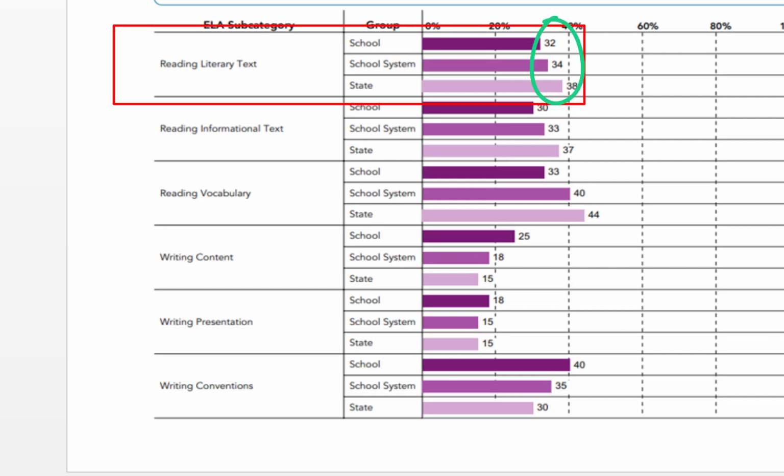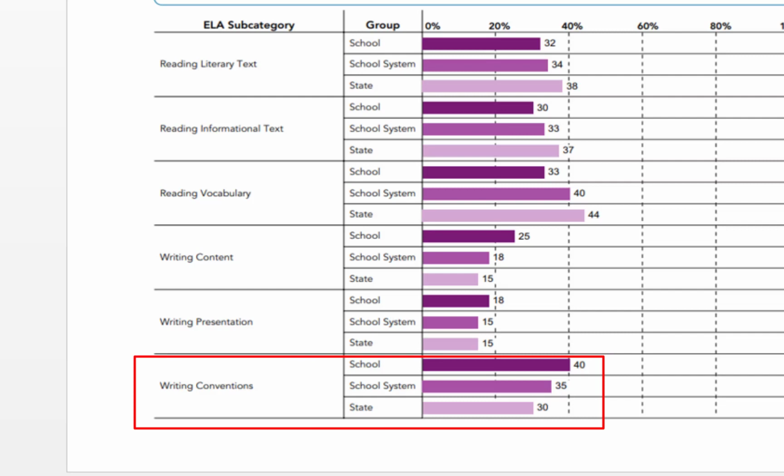For the school system, it was 34. And then for the state, it was 38. So the state, for reading literary text, on average did better than the school system, and the school system on average did better than the school for that subcategory.